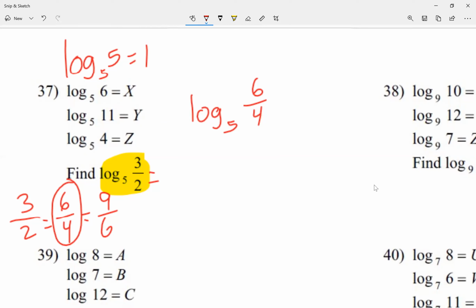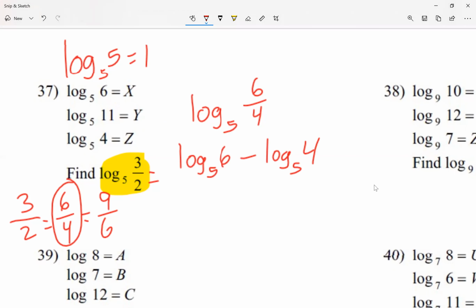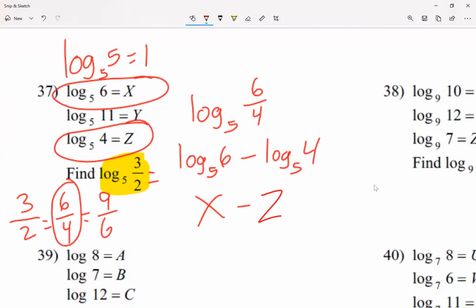Okay, now a division in a log can be split as a minus of 2 logs, right? That's a subtraction of 2 logs. So this is going to split as log base 5 of 6 minus log base 5 of 4. Now, log base 5 of 6, I see it right here. Let me replace that as x minus log base 5 of 4. I see it here. Let me call that z. So x minus z. All together, no spaces, all together, capital letters. So x minus z. Like I said, no spaces. Make sure you don't include extra spaces in there.